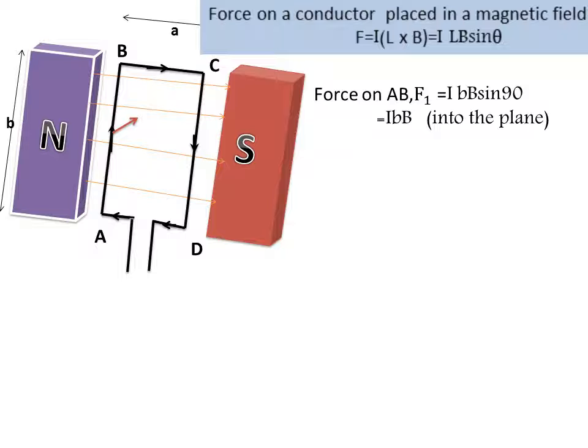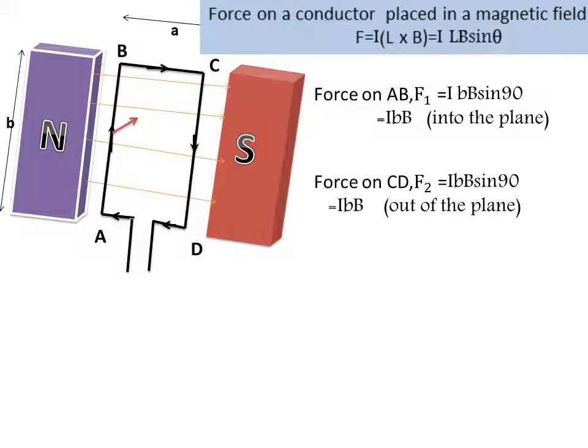Now let us find the value of force on CD using the above equation. We can call it F2. So again we can substitute the values. Current is I, length of CD is small b, magnetic field is B, and for theta, the direction of CD is downwards and the magnetic field is from north to south. So the angle is 90, sin 90 is 1. So F2 is I small b into capital B.